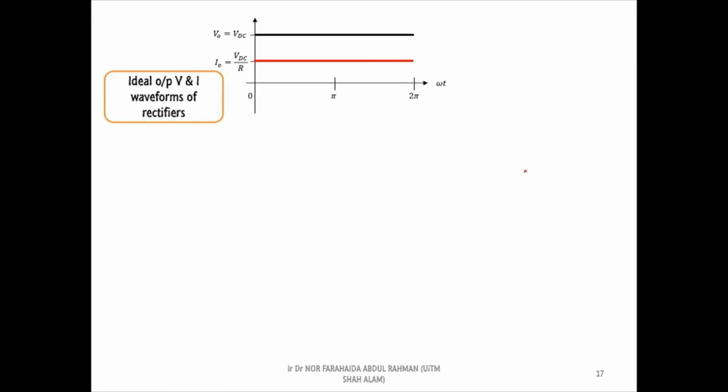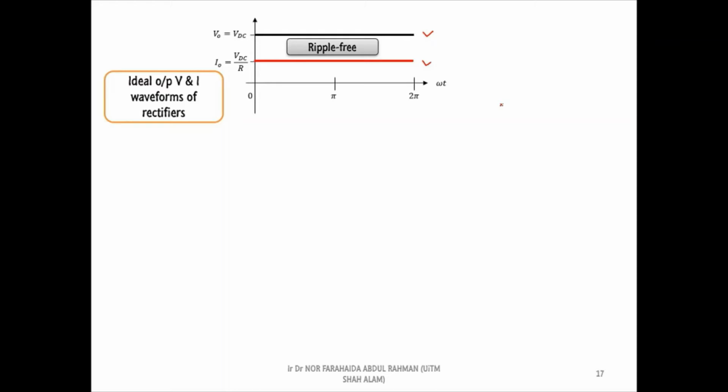Before we start the analysis, it is good to consider the ideal waveforms of the output voltage and output current of the rectifiers. The black line and the red line are referring to the ideal waveforms of the output voltage and output current respectively. These waveforms are called ripple-free waveforms, and they represent the average or DC components of the AC supply converted by the rectifier. Unfortunately, without any filters, the rectifiers cannot generate the ideal voltage and current waveforms.